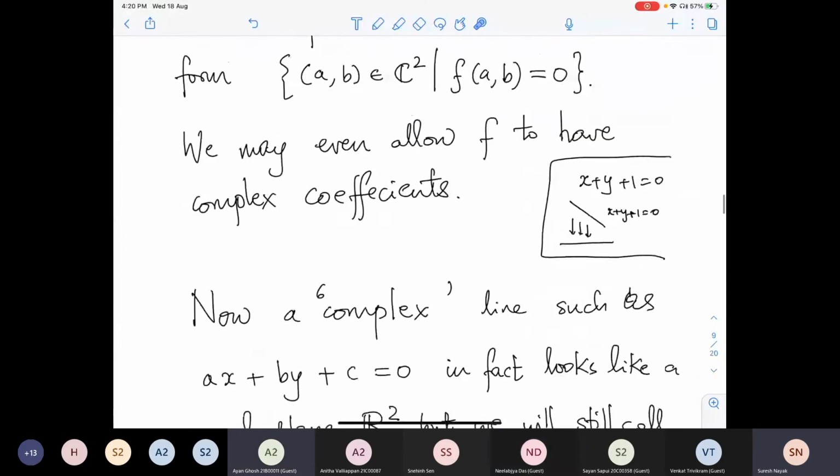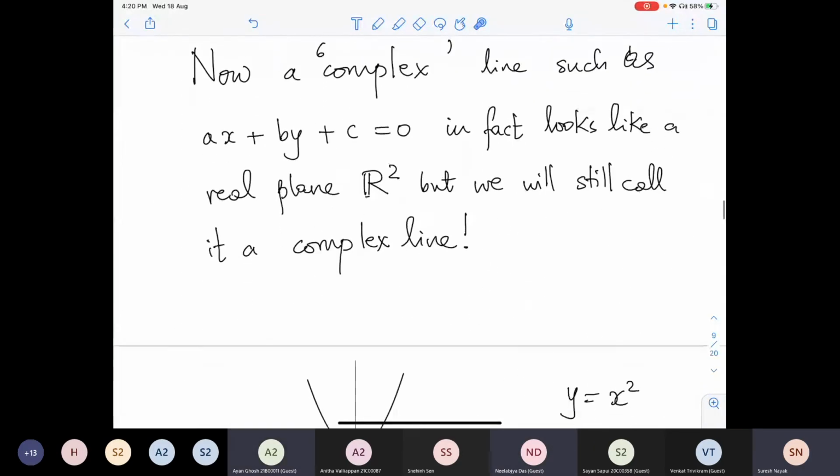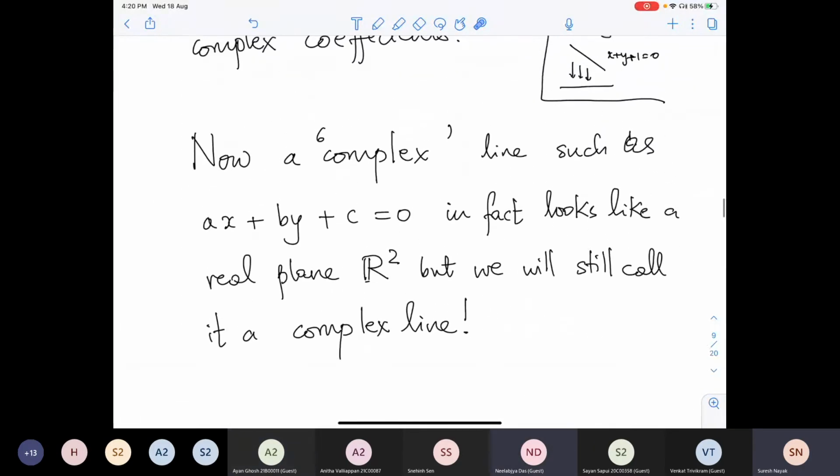Yes, go ahead. Sir, can I ask a question? Sure. Sir, when we are drawing it in the complex plane, when we are allowing x and y to be complex, then the picture that we are drawing, what are we considering to be the coordinate axis?